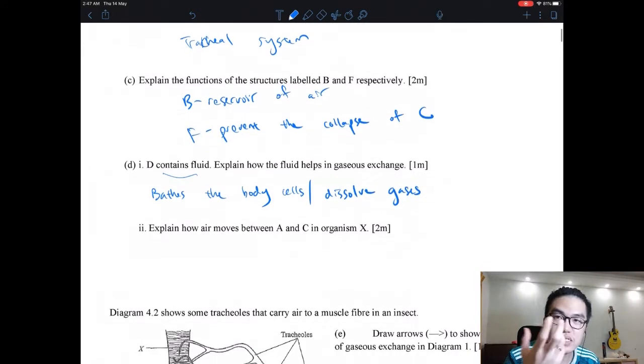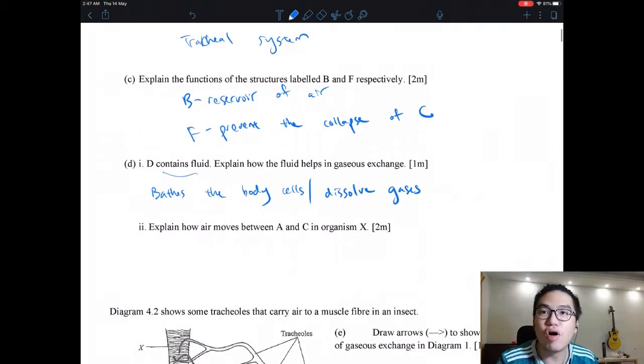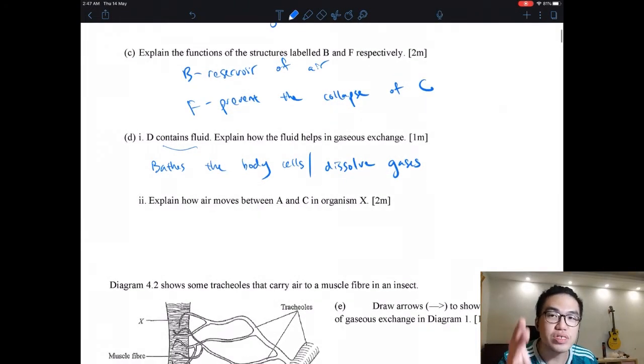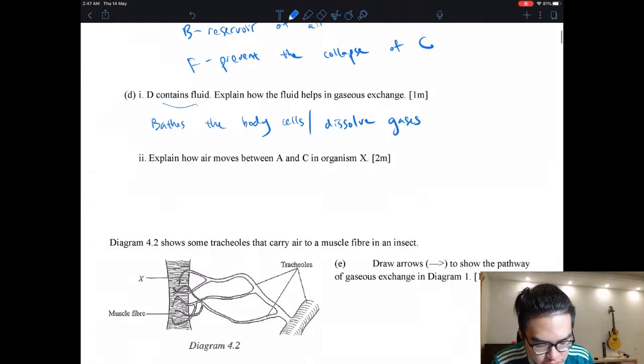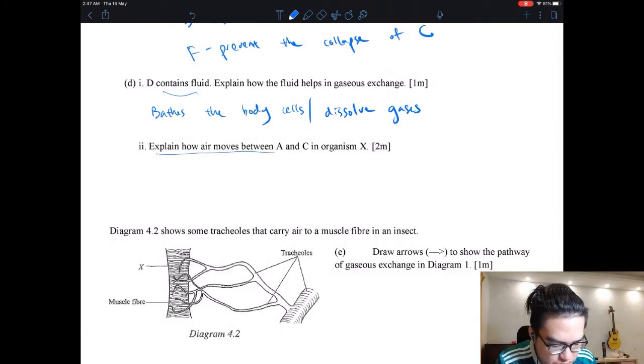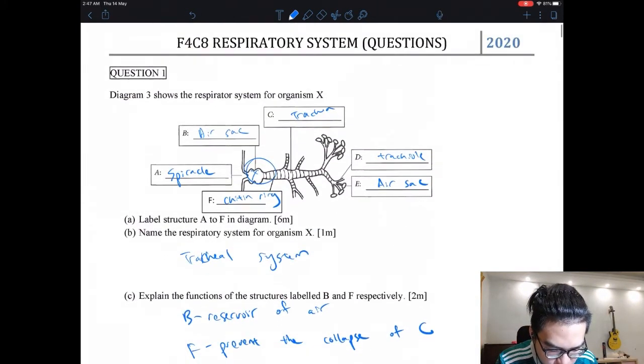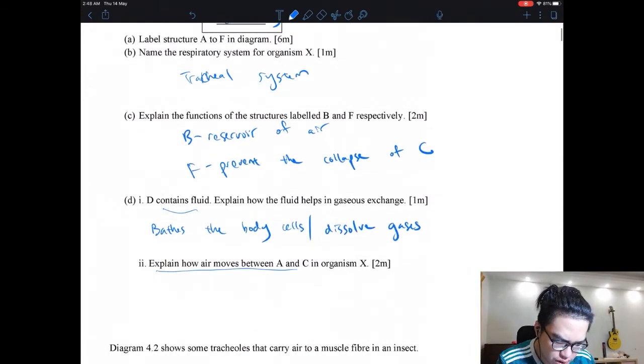Okay, when gas is dissolved, it's easier to exchange. That's why all the surfaces are moist. Moist is the number one important adaptation for all breathing systems. Okay, explain how air moves between A and C in organism X. Between A and C. Explain how air moves between A and C.